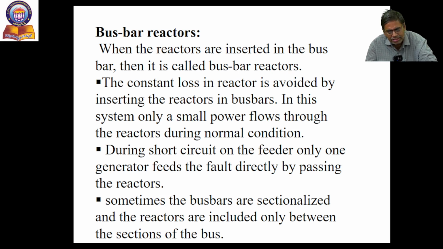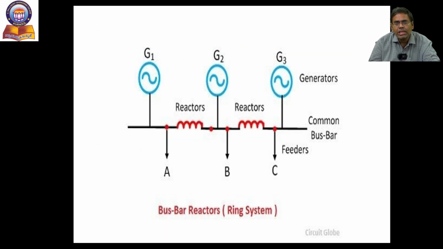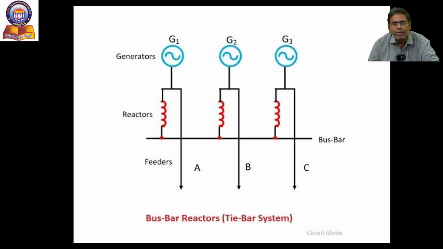Sometimes the bus bars are sectionalized and the reactors are included only between the sections of the bus bars. This is nothing but the ring system bus bar reactors. When the bus bar is divided into a number of sections and these sections are joined using reactors, this is a bus bar reactor. This is the ring system. And then tie bar reactors: the reactor is divided into two sections, and each reactor is half of the reactor that can be used in the bus bar system.